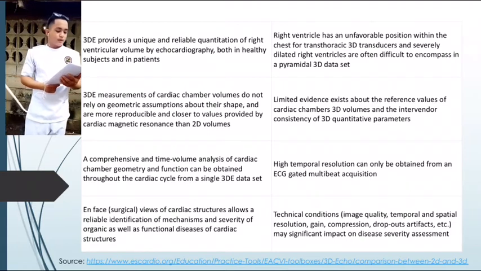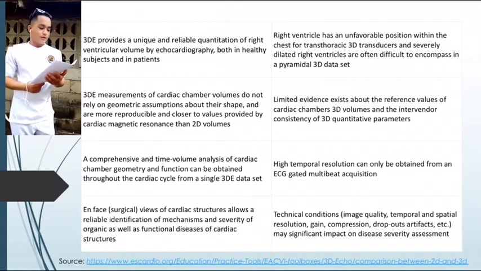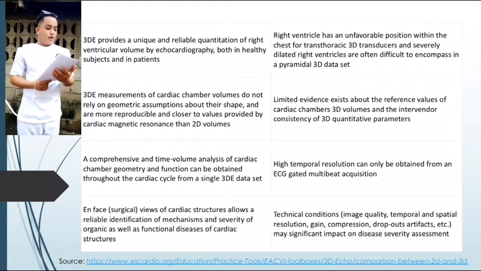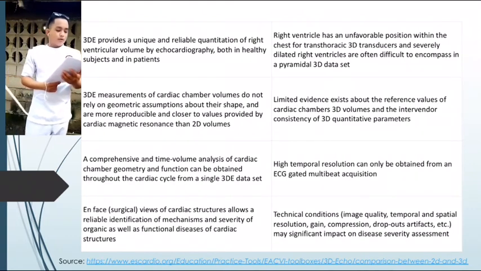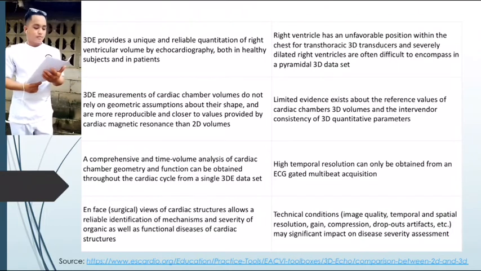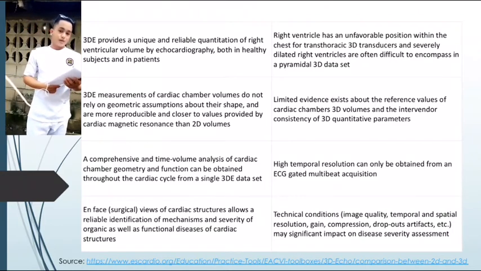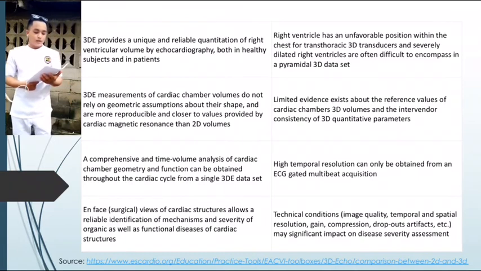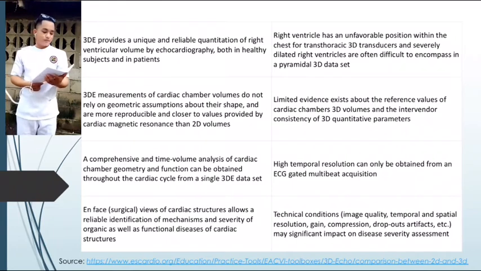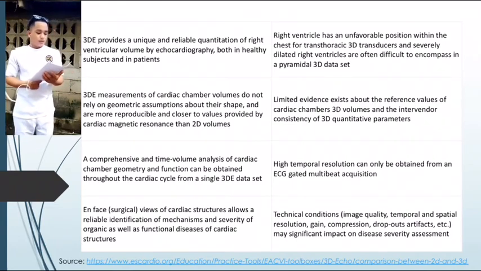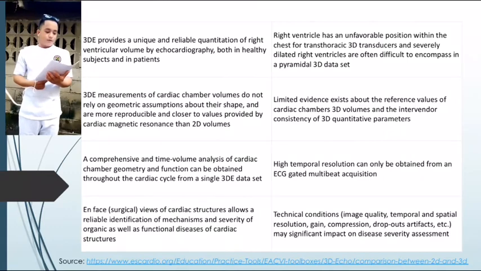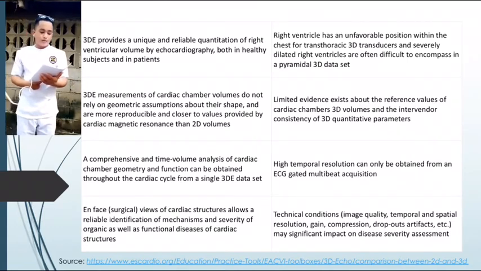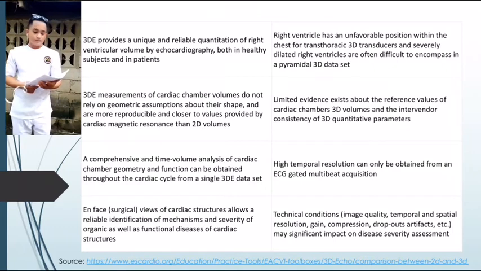3D measurements of cardiac chamber volumes do not rely on geometric assumptions about their shape and are more reproducible and closer to values provided by cardiac magnetic resonance than 2D volumes. Limited evidence exists about the reference values of cardiac chamber 3D volumes and the intervendor consistency of 3D quantitative parameters. A comprehensive and time-volume analysis of cardiac chamber geometry and function can be obtained throughout the cardiac cycle from a single 3D dataset.